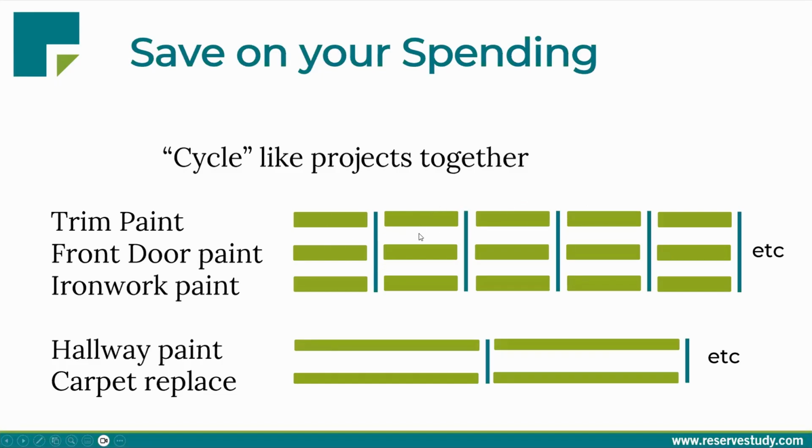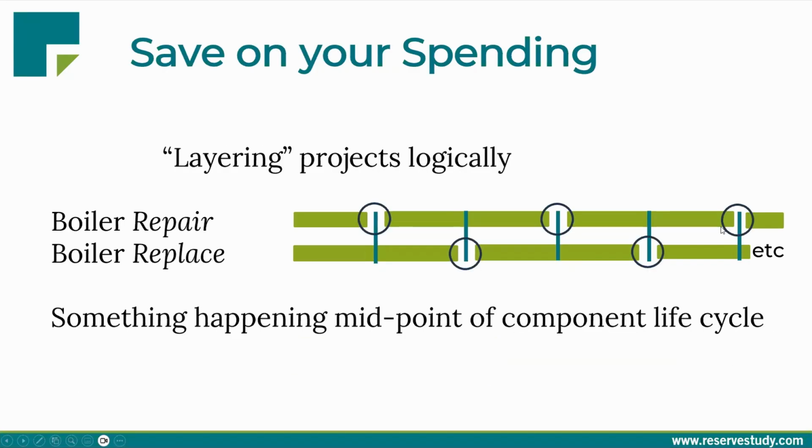If you scatter them around, you're mobilizing the painter to come out each time. It's going to be net more expensive. Or the same with the hallway paint or the carpet replacement. Or, as I said a moment ago, hallway carpet and stairwell carpet, things like that. Coordinate your projects together to get the best cost from your service providers. And be wise about taking good care of your things.